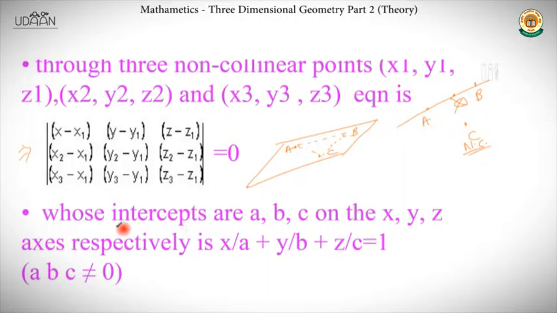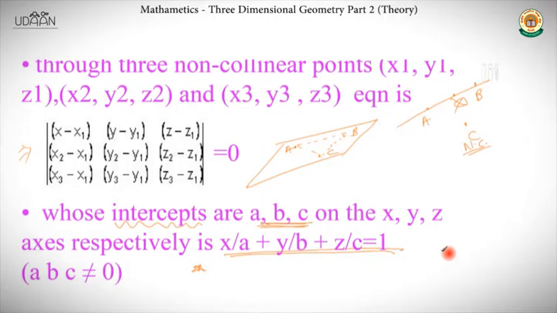Now we'll find the equation of a plane in intercept form. What are intercepts? Intercepts are the cuts made by the plane along the x, y and z axes respectively. So the plane whose x-intercept, y-intercept and z-intercept are A, B and C respectively has the equation x/A + y/B + z/C = 1.